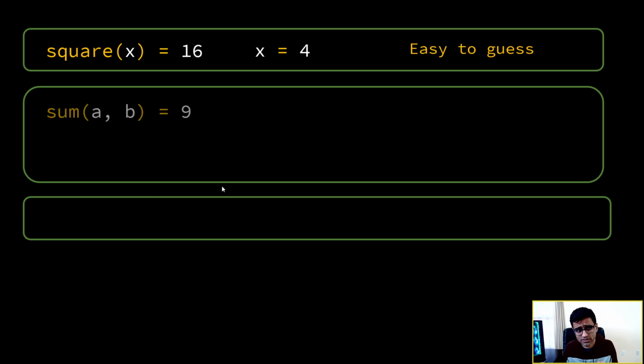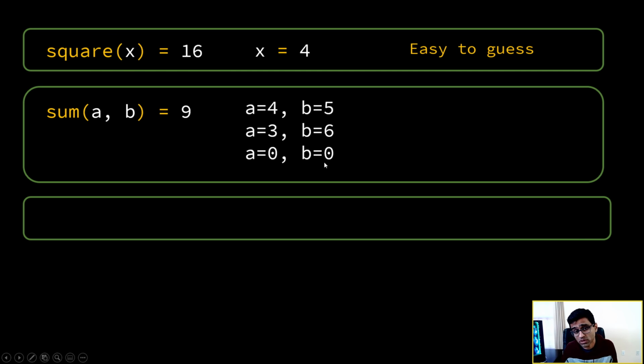There are certain functions where guessing the input based on the output is a little difficult. For example, here, which two numbers will add up to 9? Well, it could be 4 and 5, 3 and 6, or maybe 9 and 0. I have a typo here, 0 and 9, so B should be 9. So this is a little difficult to guess. Not very difficult, but a little difficult.